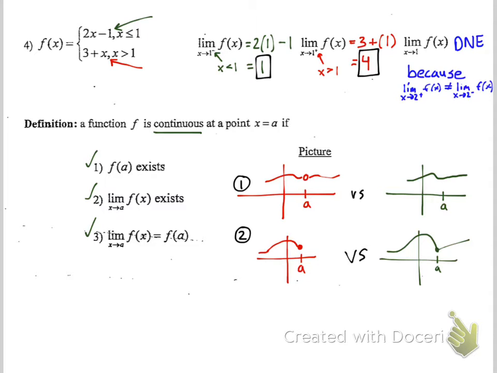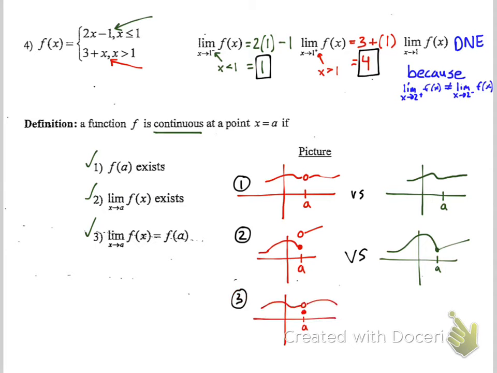And that reminds me, even if you had it defined on the right side like that, the limit would not exist because the limit from the left is not equal to the limit from the right. So condition 2 would not be satisfied on the red graph.